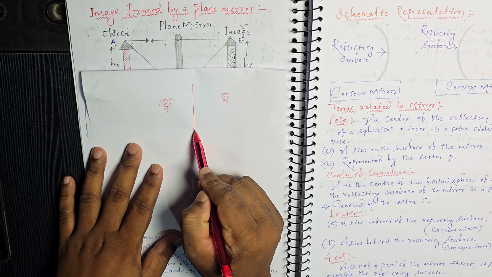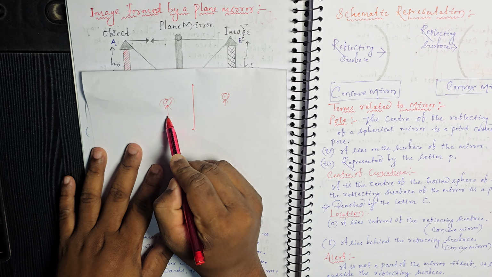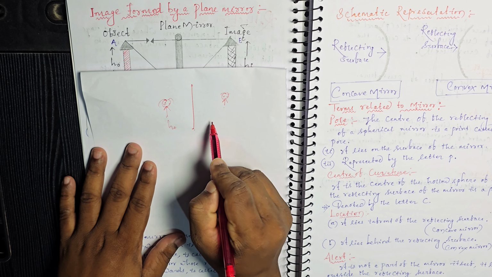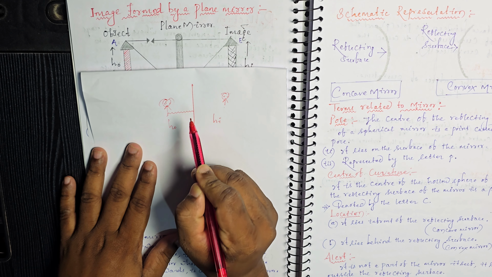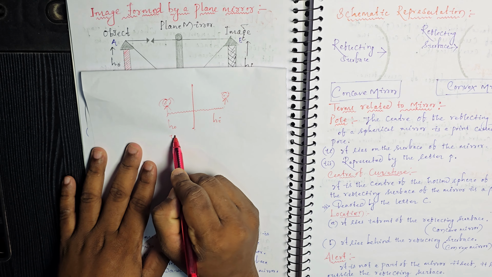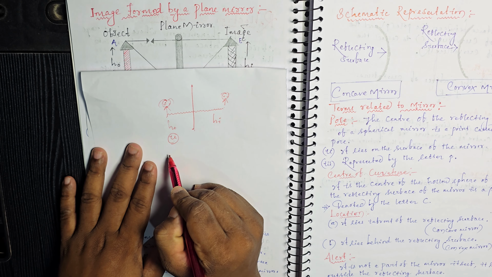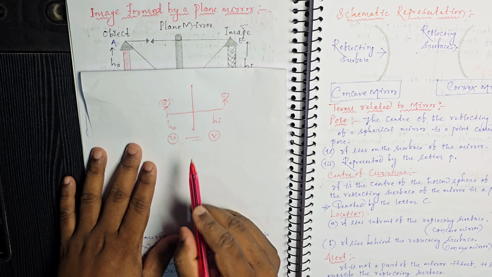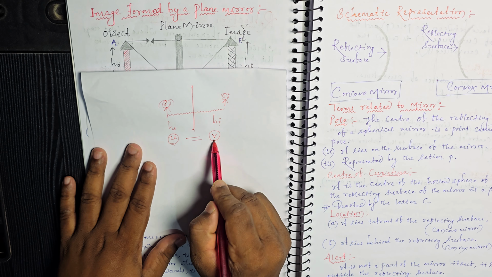So let's say this is our plane mirror, and what are the properties of the image formed by a plane mirror? That is our topic. Whatever your height is, the same height of image will be obtained. That means height of object is equal to height of image. At whatever distance you are standing from the mirror, the image will be formed at the same distance behind the mirror. That means object distance, that is u, which is represented by the symbol u, is equal to image distance, that is v. So two points I said: height of object is equal to height of image, and object distance is equal to image distance.